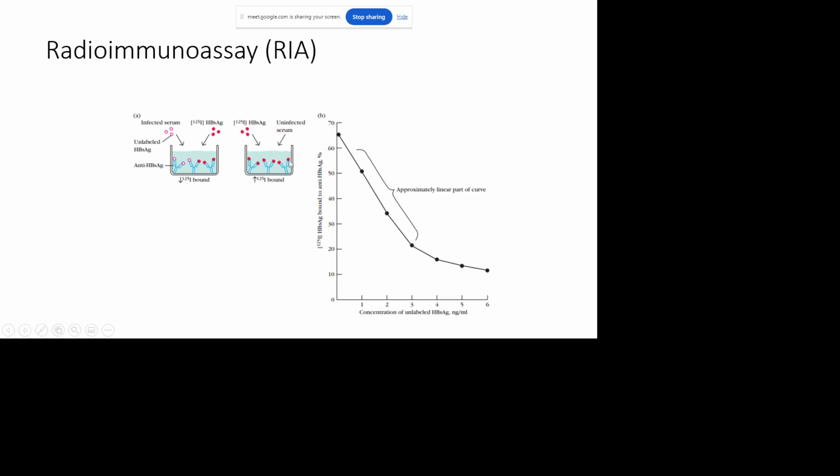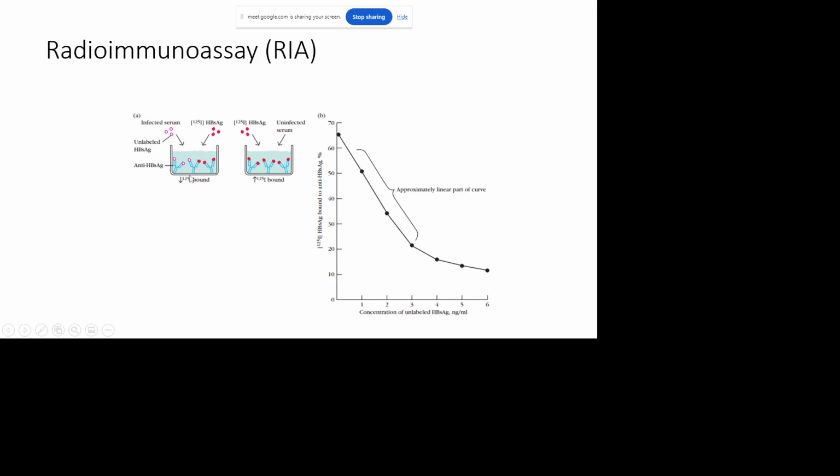the antibody, right? So in this case there will be no competition, so all of the antibodies will be bound with the radio level antigen, right? So it will give you very high, the maximum intensity of, right, maximum radio intensity. But if you will compare this with this, in this case in infected serum, some of the antibodies will be bound with the infected serum which has the unlabeled HBs antigen.